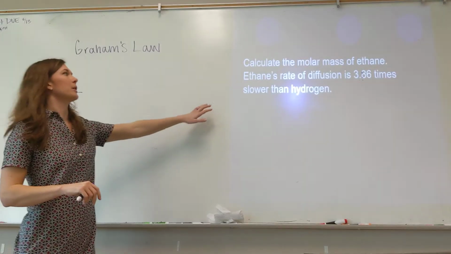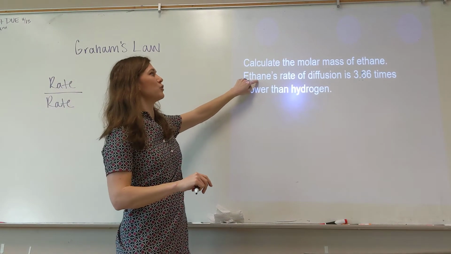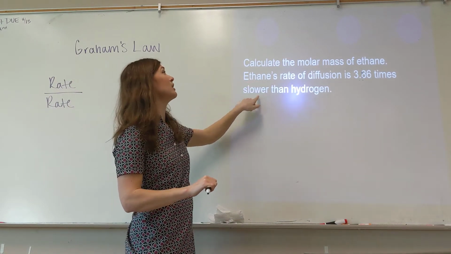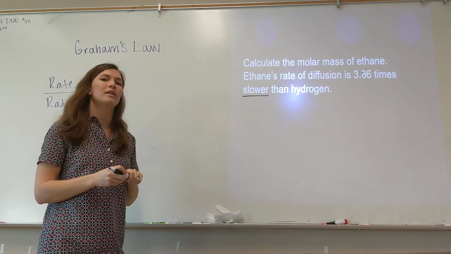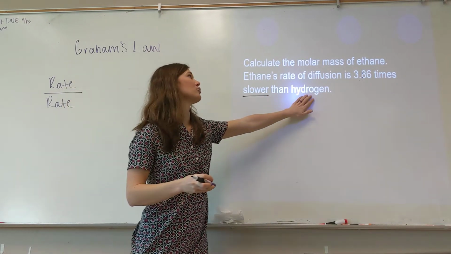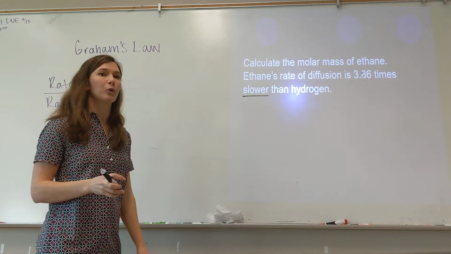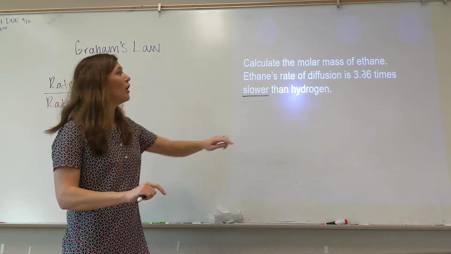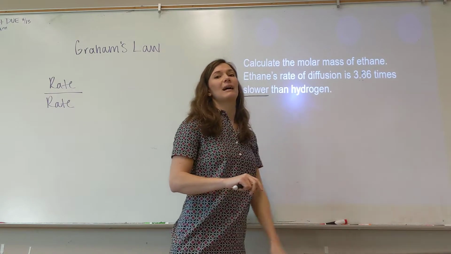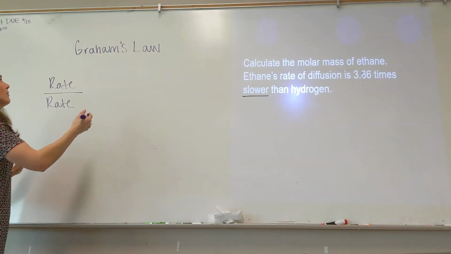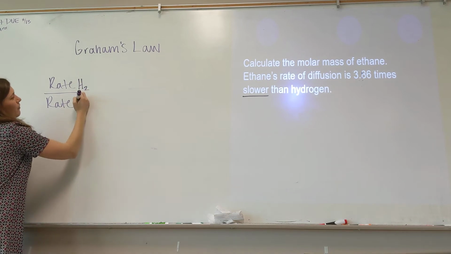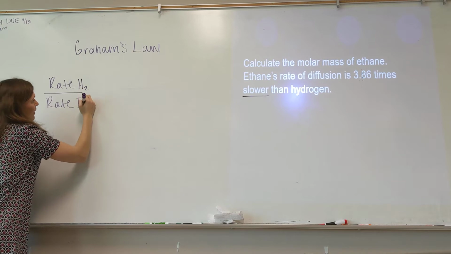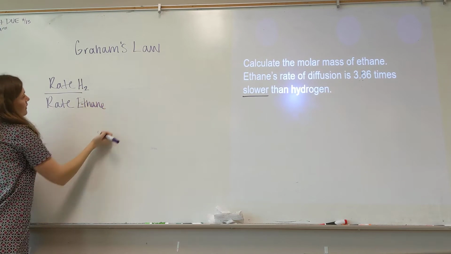So the way the question is worded, it says ethane's rate of diffusion is 3.86 times slower. That word is extremely important. What that tells me is that hydrogen is going to get through that teeny tiny hole 3.86 times more than ethane. So I'm going to put hydrogen on top. And I'm going to put ethane on the bottom.